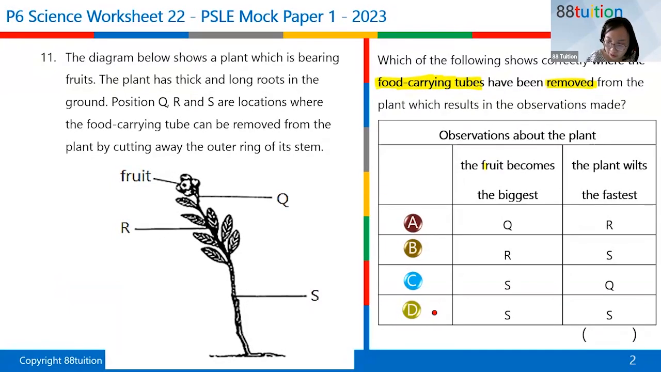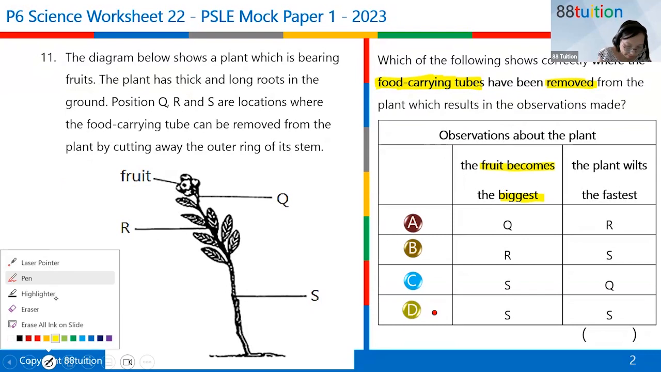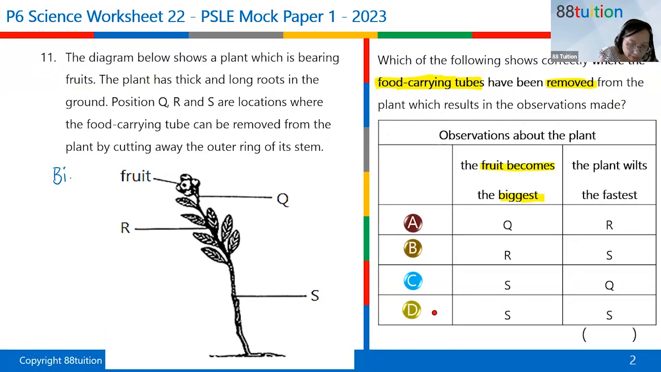So that the fruit becomes bigger. I want the fruit to be bigger size. So if I want the biggest fruit, I need the food, that means I want to have the most food stored here. I want a lot of food to be collected inside my fruit. Then my fruit will become bigger. So where should I cut the food carrying tubes? I'm not cutting the water carrying tubes. I'm only removing the food carrying tubes as shown in the question here.